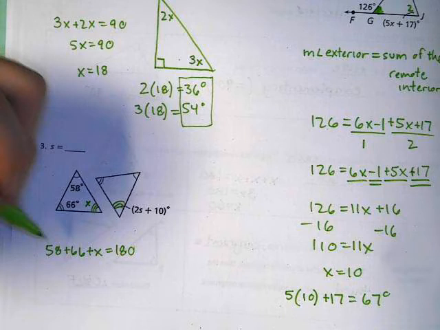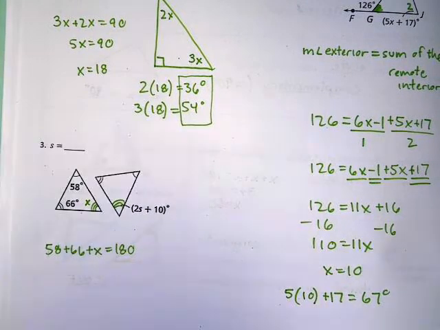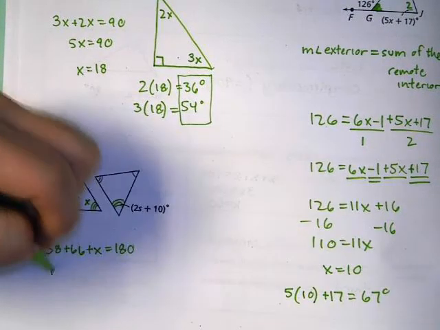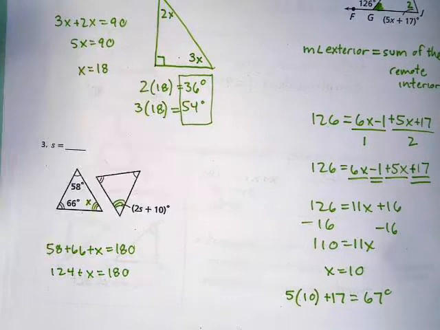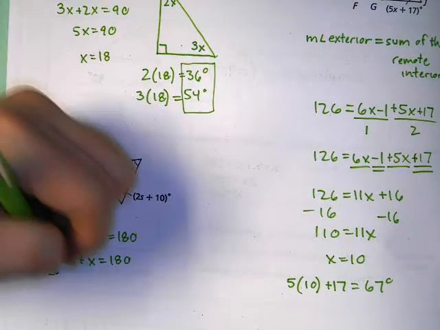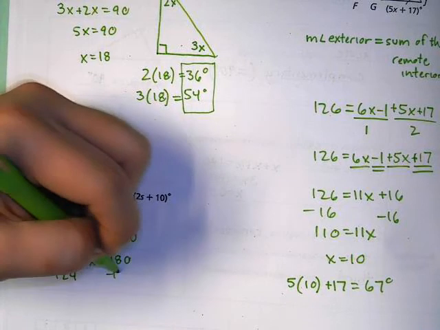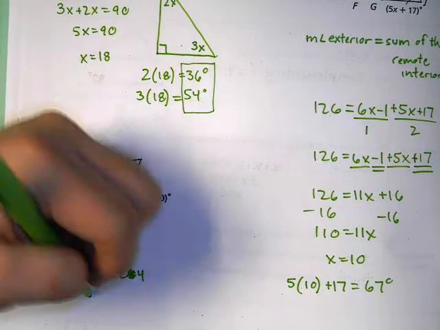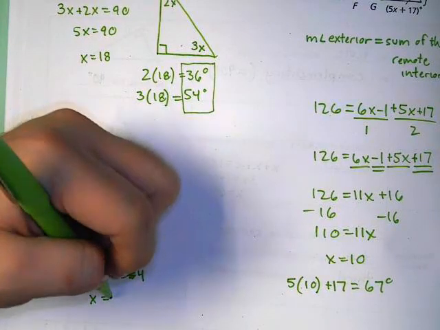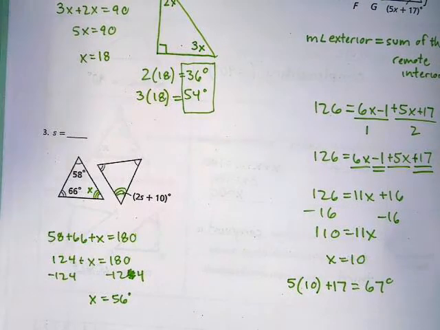So, oh shoot, I wish I had a calculator now. What is that? 124 plus x is equal to 180. So now I know, oh, that's a 4, sorry guys. So now I know that x should be 56 degrees, all right?